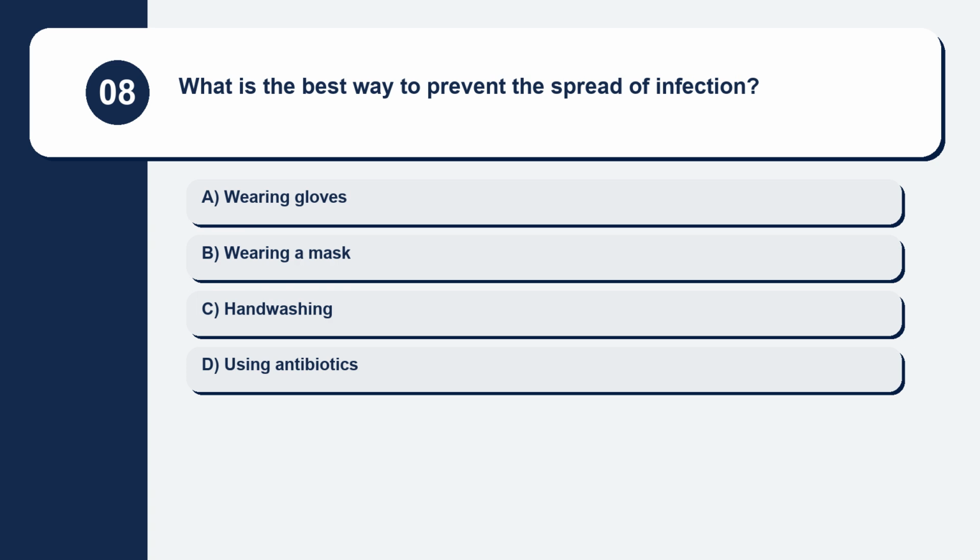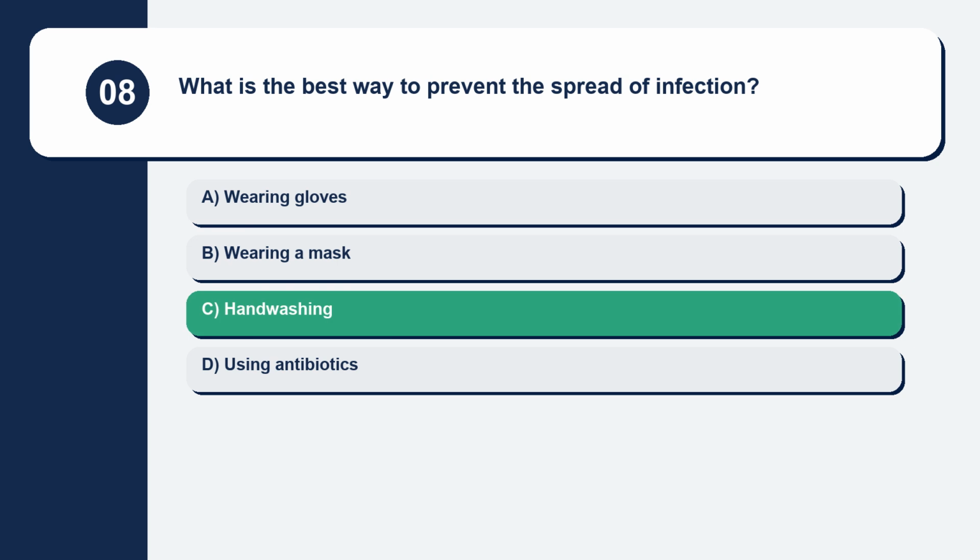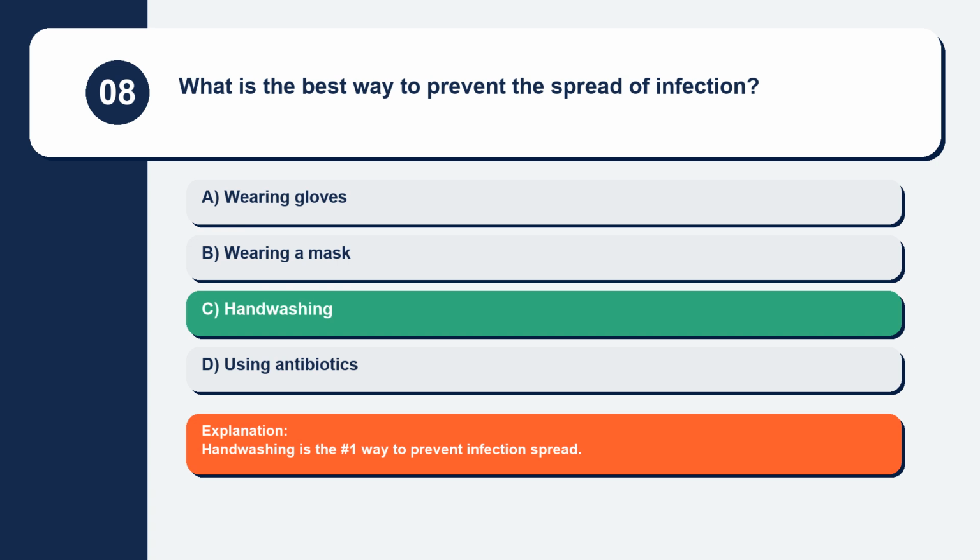Question 8. What is the best way to prevent the spread of infection? Wearing gloves, wearing a mask, hand washing, using antibiotics. Hand washing is the number one way to prevent infection spread.